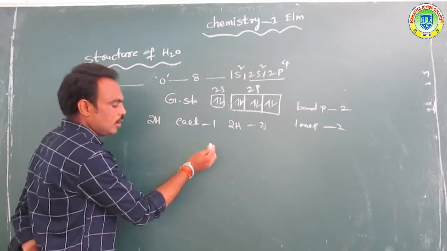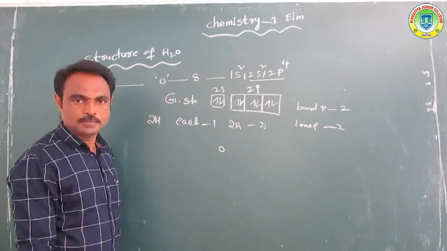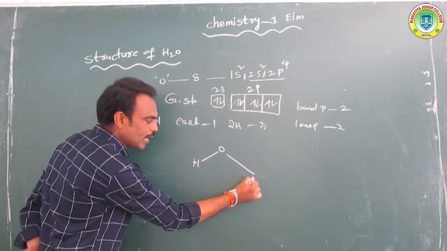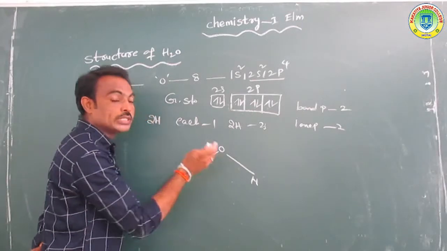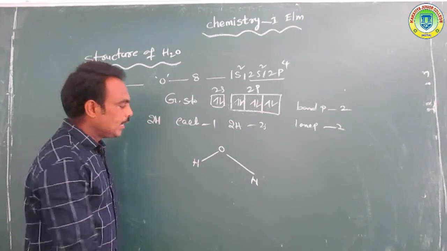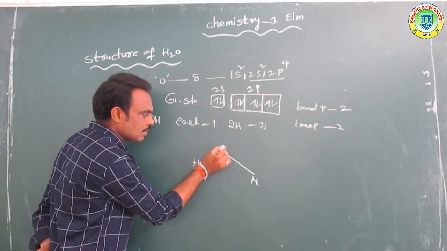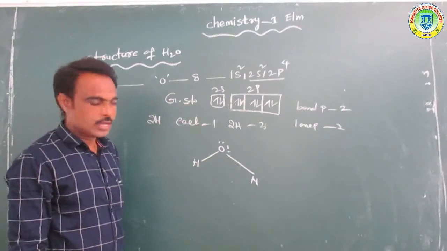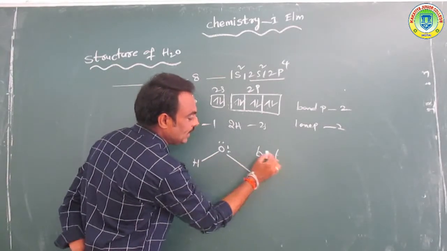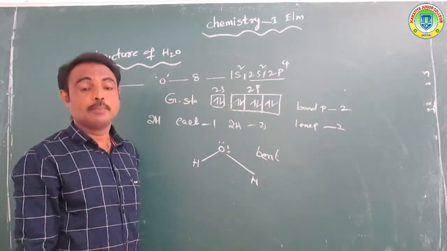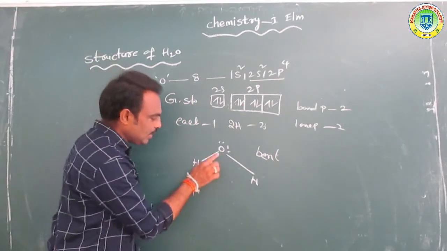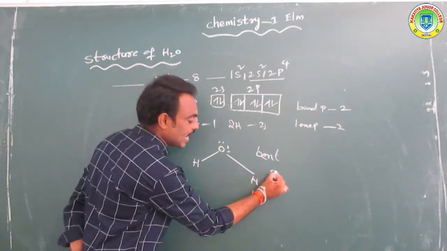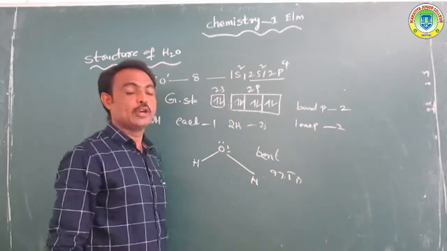Overall, oxygen is the central atom. Oxygen is attached to 2 hydrogen atoms with 2 single bonds, and the oxygen atom contains 2 lone pairs. So it is a bent structure or bent molecule. Between oxygen and hydrogen, the bond length is 97 picometers.